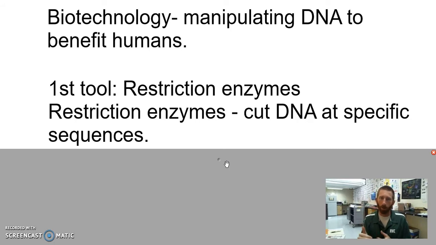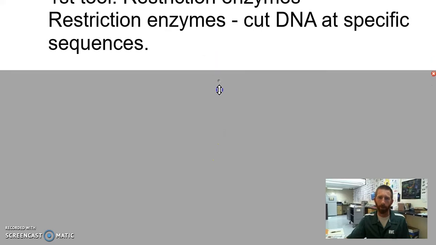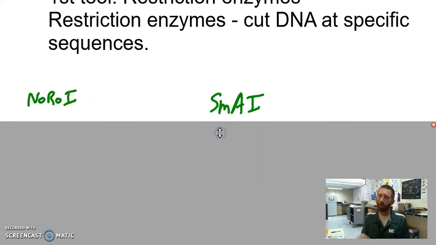Our tool for this video is restriction enzymes. Go ahead and write down the fact that restriction enzymes cut DNA at specific sequences. I'm going to give you four examples of restriction enzymes, and with these examples you'll be able to very easily see what they do. The first two restriction enzymes we're going to talk about are NotI and SmaI. Those are the actual names. Just write them down. I'll explain how we get the names in a second.